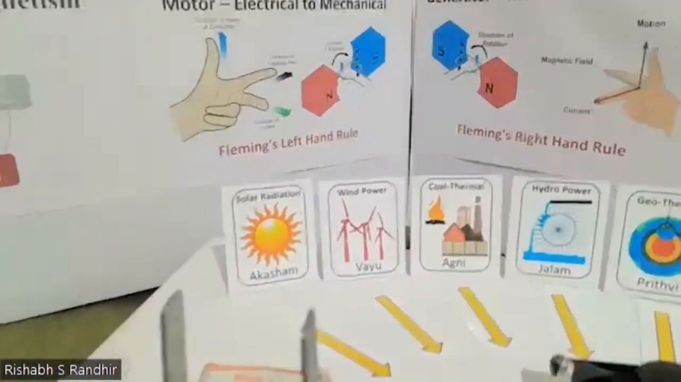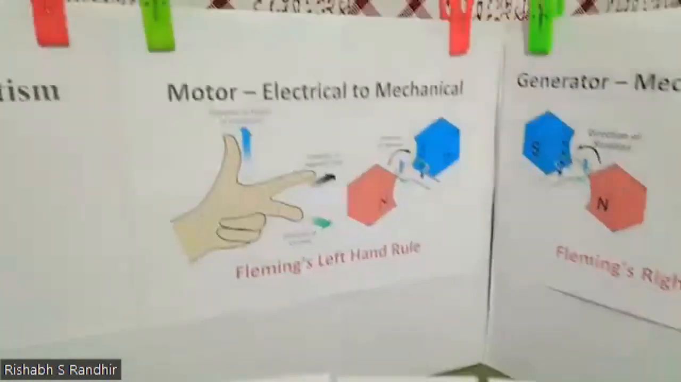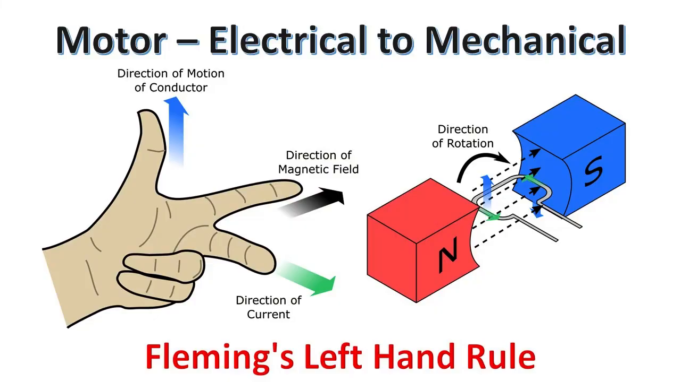The workings of motors are based on John Ambrose Fleming's left-hand rule. Fleming's left-hand rule can be stated as stretching the forefinger, middle finger, and the thumb of the left hand such that they are mutually perpendicular to each other. Here, the forefinger indicates the direction of the magnetic field. The middle finger indicates the direction of the current in the conductor, and the thumb indicates the direction of motion.